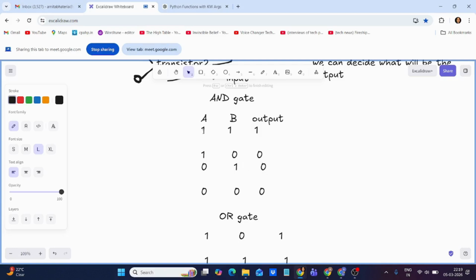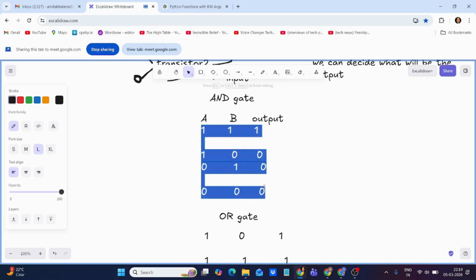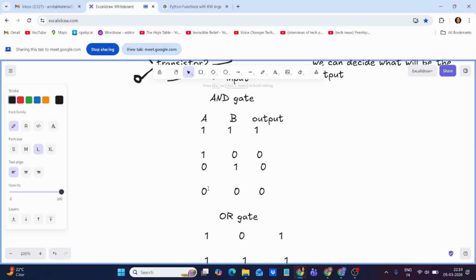This same thing has been drawn for the AND gate, right? And if both inputs are 0, then the output will be false, right? So this is how we draw the AND gate.